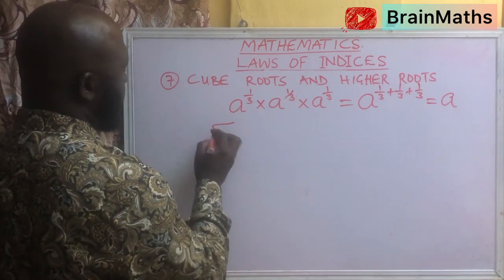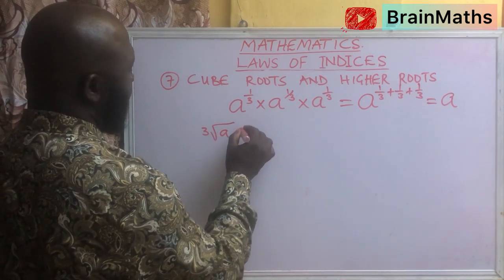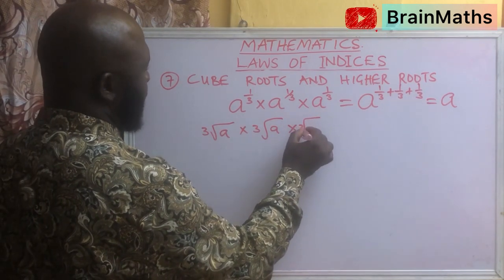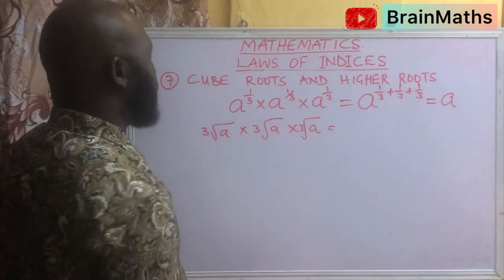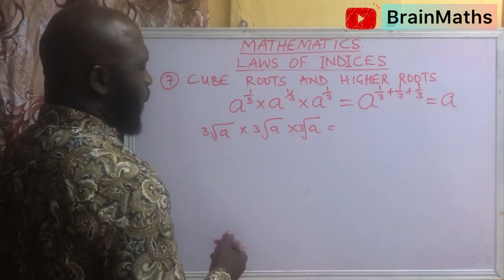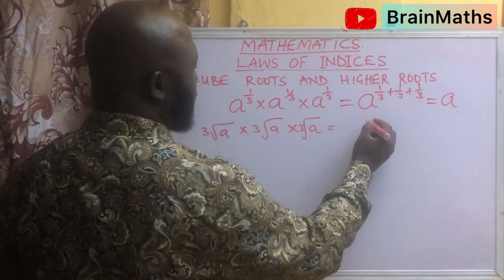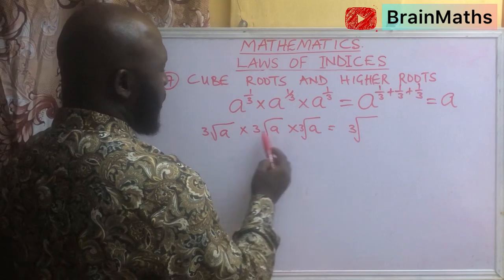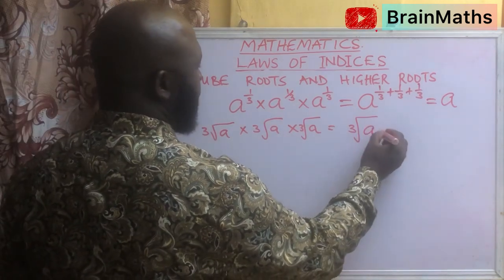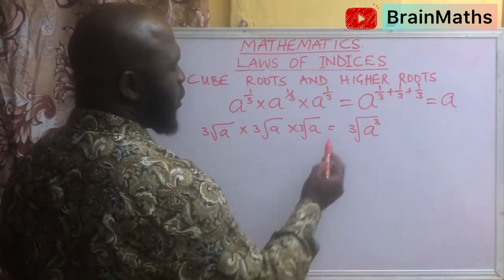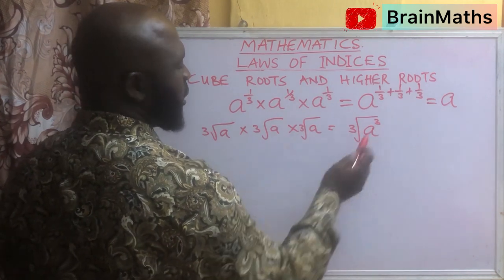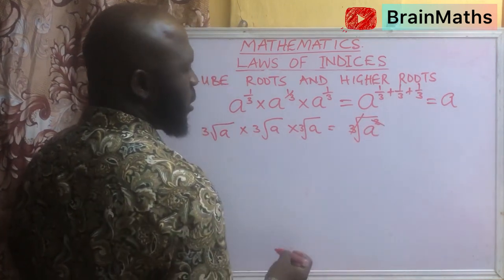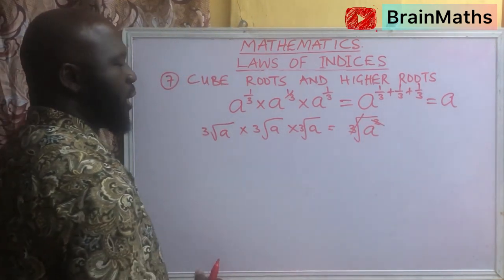What if we now say the cube root of a times the cube root of a times the cube root of another a? Meaning we have 3 cube roots of a. When you collect the cube root that is common to the 3 of them, we have a in 3 places, which is a raised to power 3. And whenever a cube root is meeting a cube, they can cancel out each other, leaving us with only the alphabet.